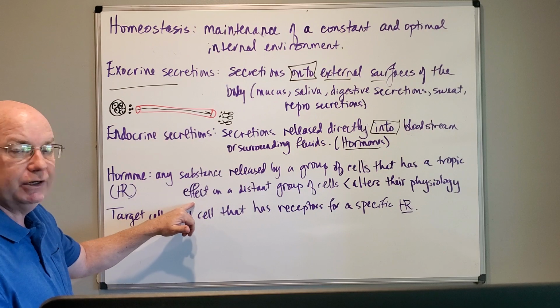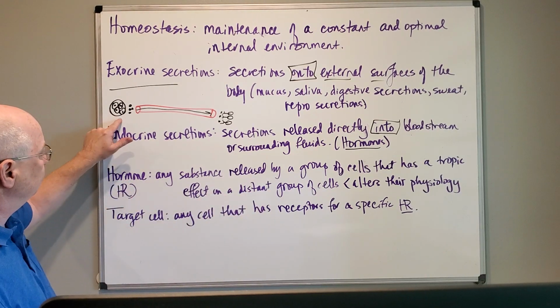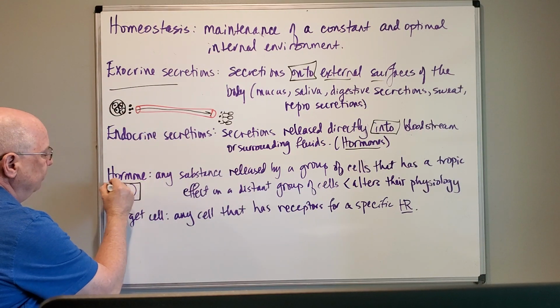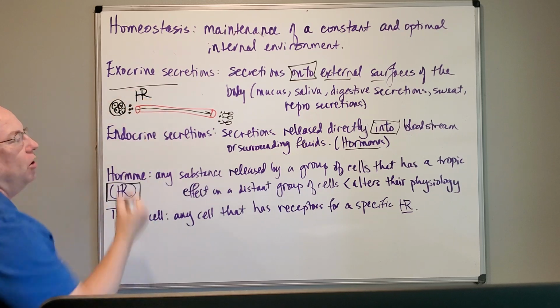Now, a hormone is defined as any substance released by a group of cells that has what we call a tropic effect on a distant group of cells. This group of cells releases this compound, and by the way, this is going to be my abbreviation for hormone. I tend to abbreviate it as an H with an R.